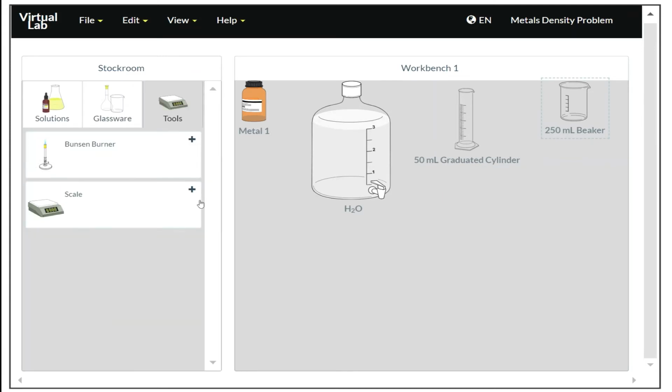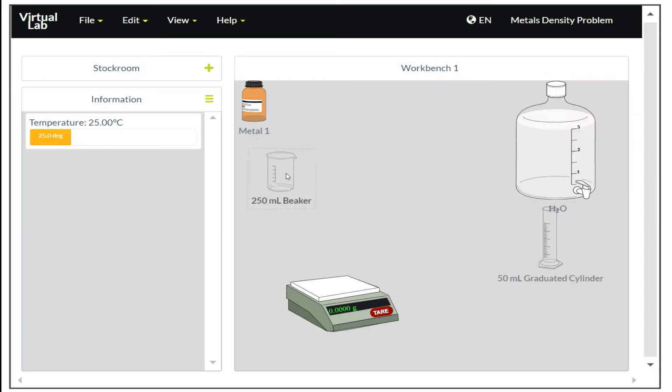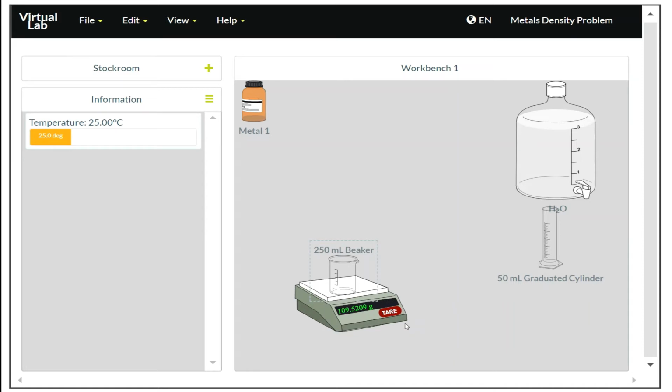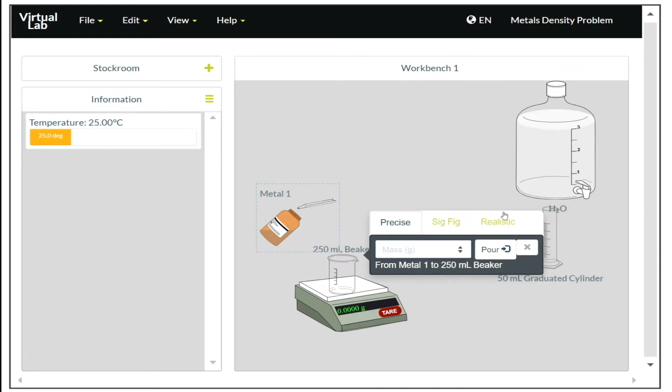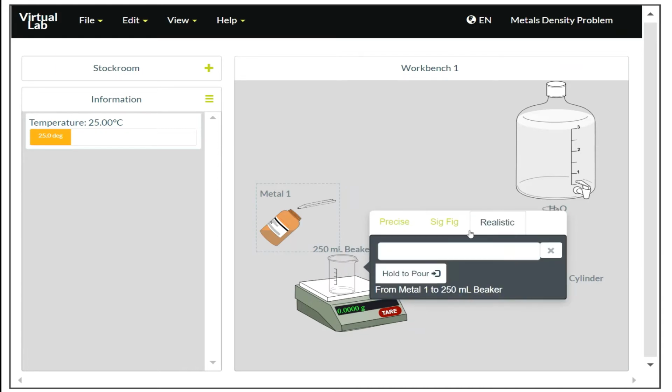For the tools, we're going to use a scale to weigh the metal mass. Place the beaker on the scale and don't forget to press the tare button to get 0 gram so that we can observe only the mass of the metal. Then place a small amount of metal into the 250 ml beaker and weigh its mass on the scale.